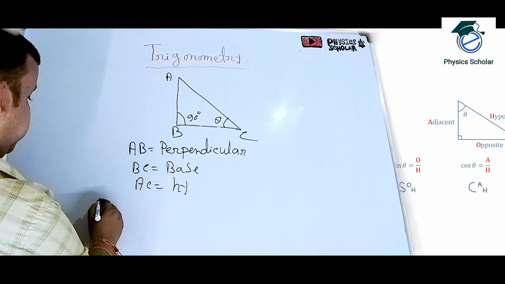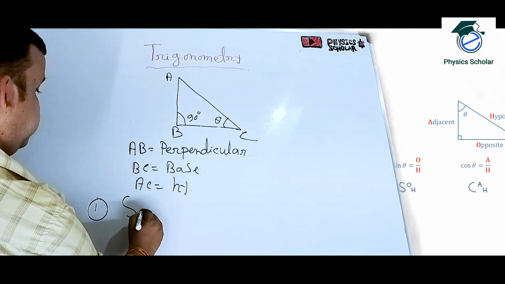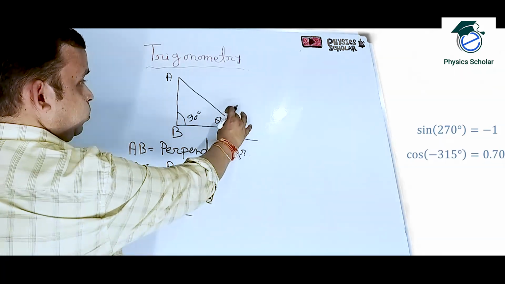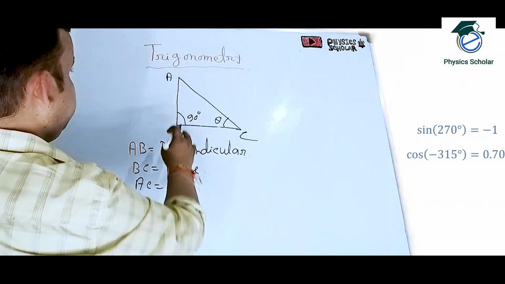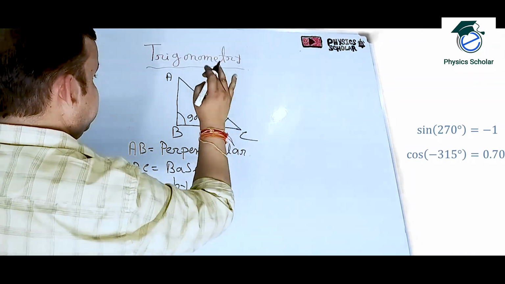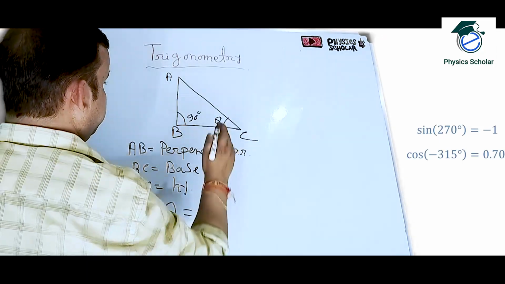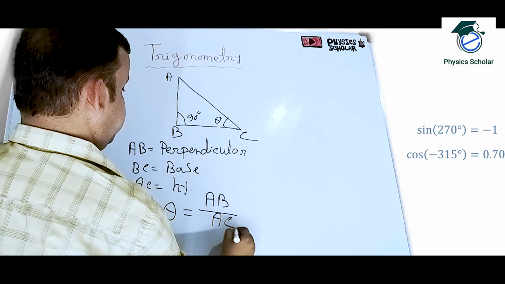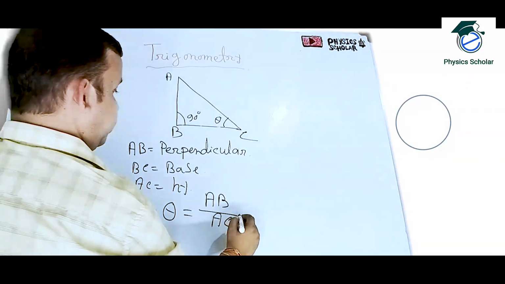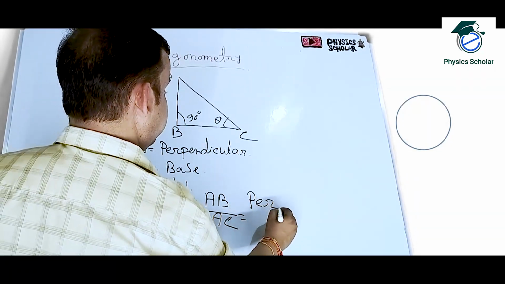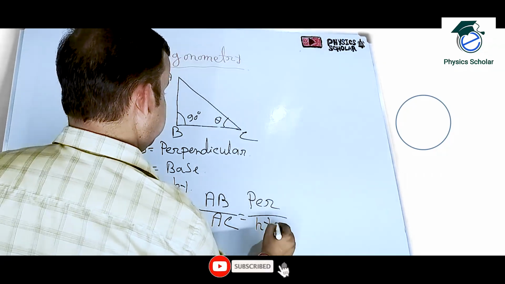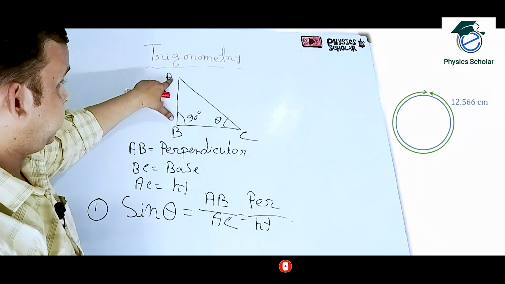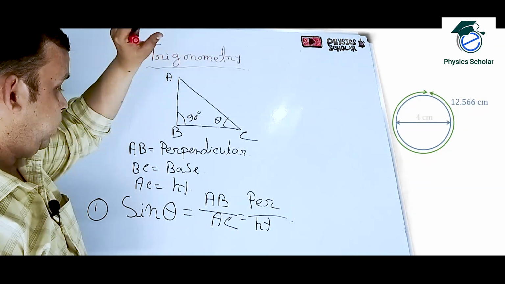So the functions are there. The first function is sine. Sine theta, with respect to this angle, is the ratio of perpendicular by hypotenuse. So it will be AB by AC. Sine theta is the ratio of the two sides of a right angle triangle, perpendicular by hypotenuse.